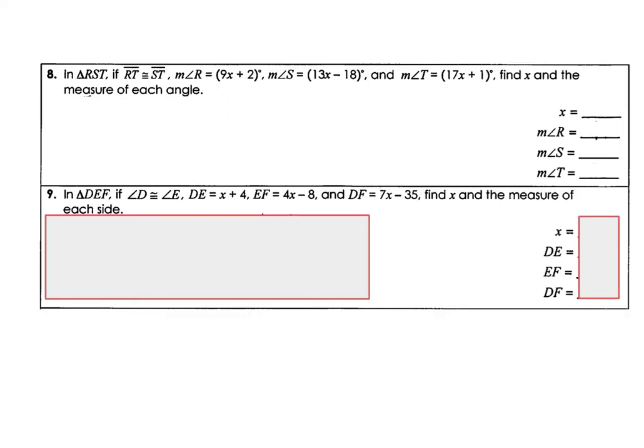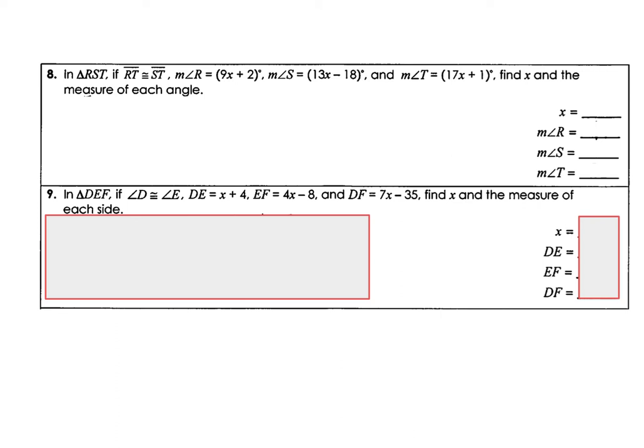Just like we did yesterday, they can give you the description as well, and you can find what you need to find based on the description. It says if RST is a triangle, so they give the triangle RST, and you have RT congruent to ST, that automatically tells you that two sides are congruent. And then they give you the measure of angles. Find x and the measure of each angle, okay?